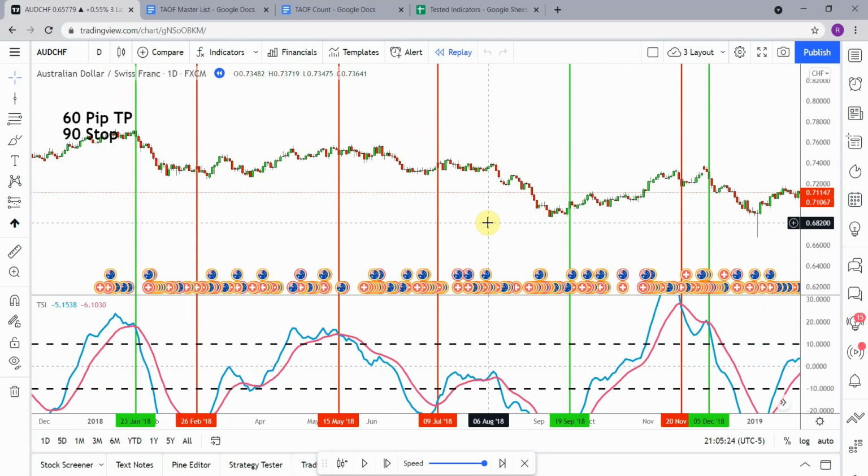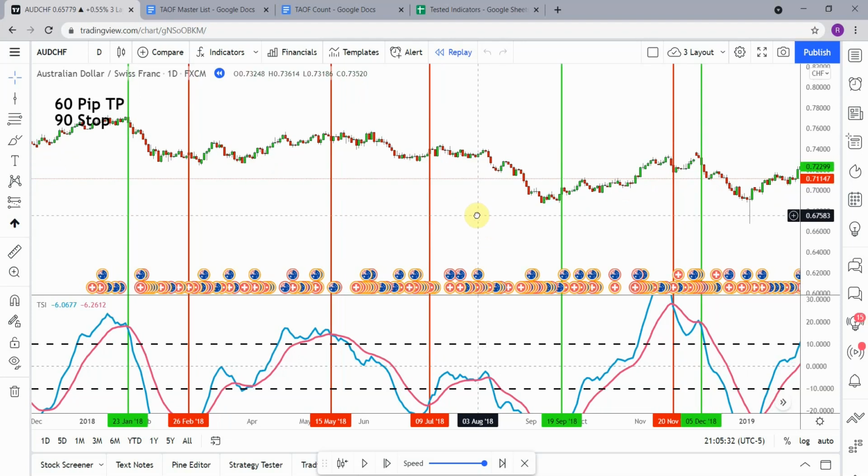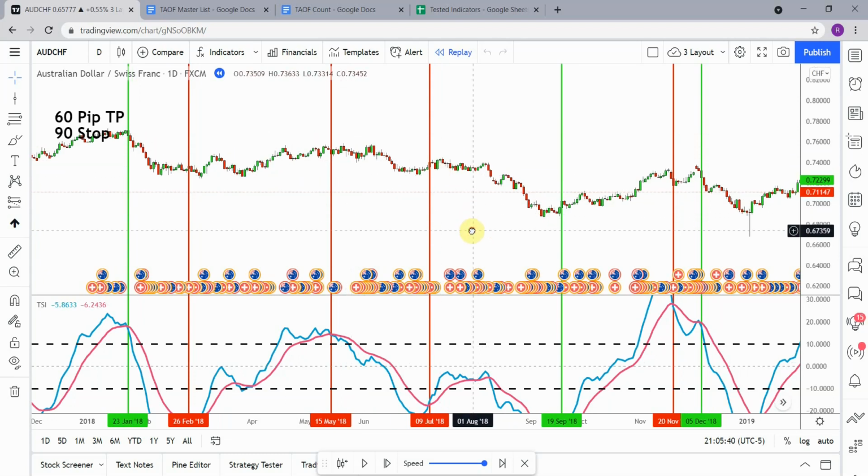All in all, this indicator wasn't horrible if the stops were adjusted a little bit more. I think that would have saved us from at least a couple of the losing trades.